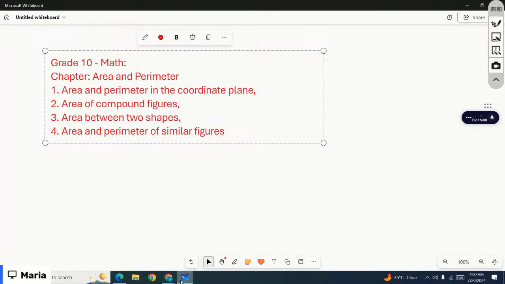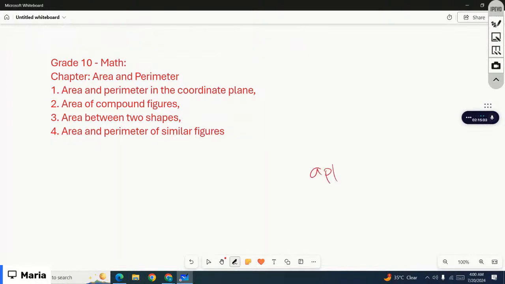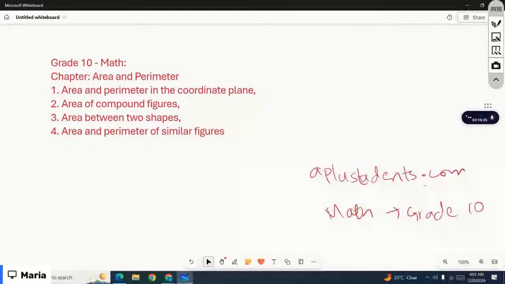You can find all the lessons on aplusstudents.com. You have to log in there using your administrator, then select math from the subject tab. Scroll down to grade and then click. There you can find the list of the chapters.